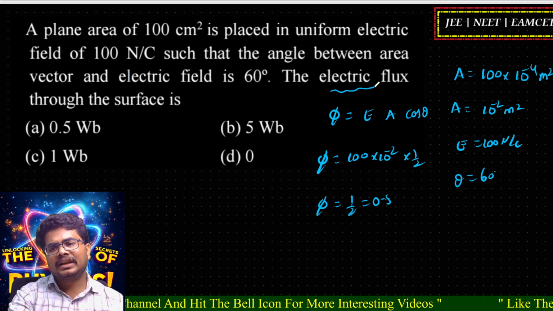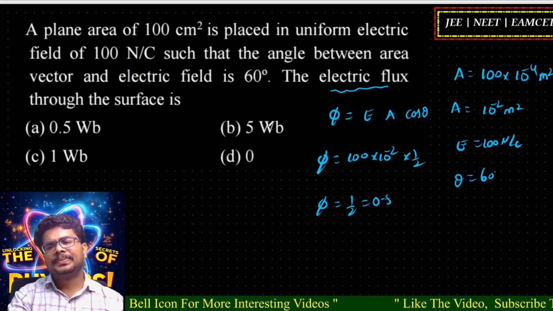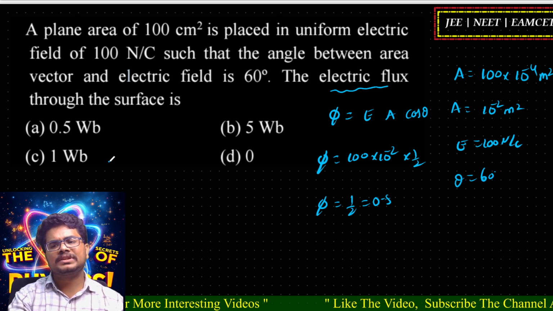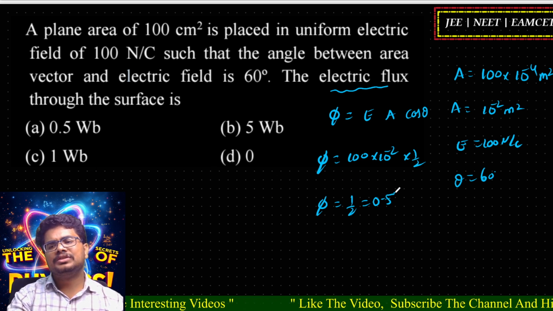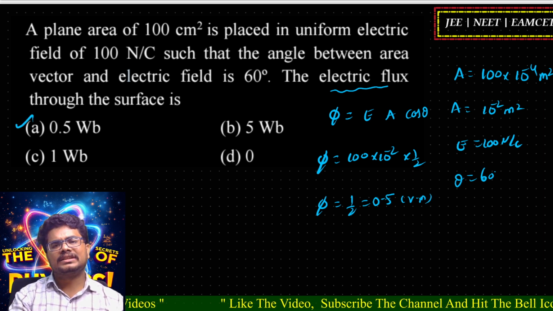Clearly they mentioned electric flux here, but the unit they gave is Weber. Weber is a unit for magnetic flux. That's why the unit is wrong. Don't worry about that. We can write volt into meter only. So 0.5 volt meter we can write. Which option is correct in this case? Option A is correct.